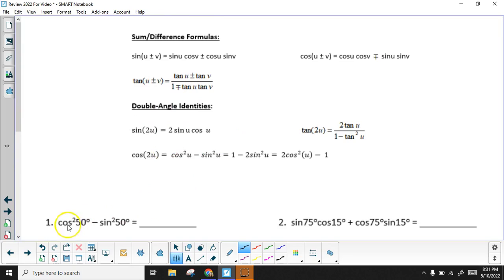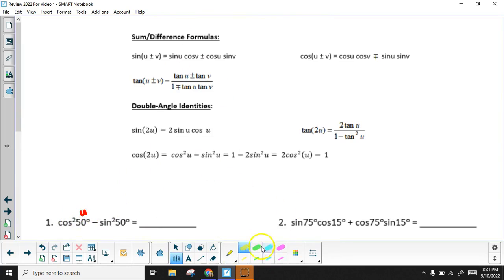All right, so problem number 1, we've got cosine squared 50 minus sine squared 50. So we've got this 50 right here, which is in both of them. So that is going to be our u. That would be in one of these formulas. We just need to figure out which one. It looks like cosine squared minus sine squared.